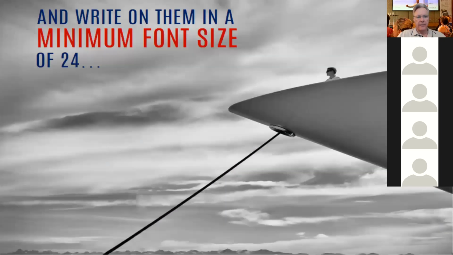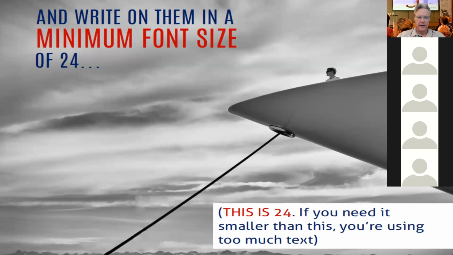So as I said earlier, as a rule of thumb, a font size of 24 is pretty good. Now, the reason why I say 24, apart from the fact that if you're presenting in a room, people at the back can see it, is that if you have to reduce the font from 24 down to, say, 20, probably what that means is that you've got too much information on the page. So 24 is a good number. As you can see at the bottom, if you need to go smaller than this, you're using too much text.